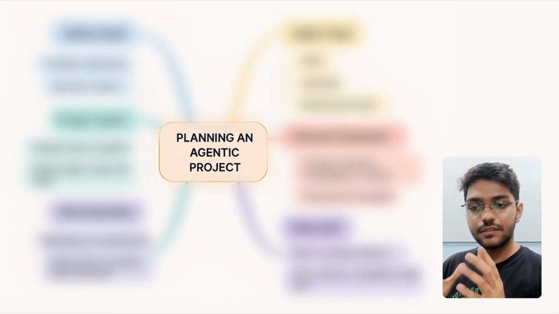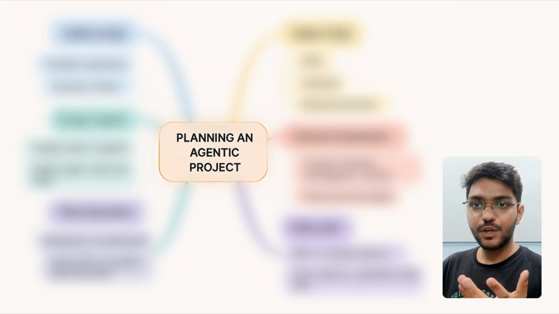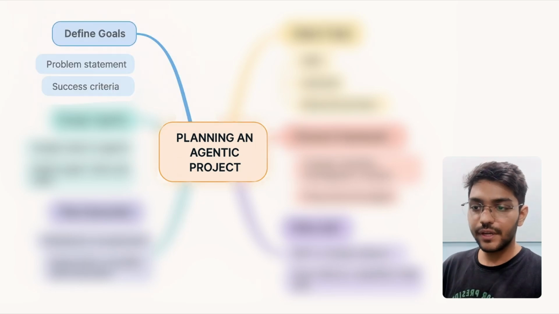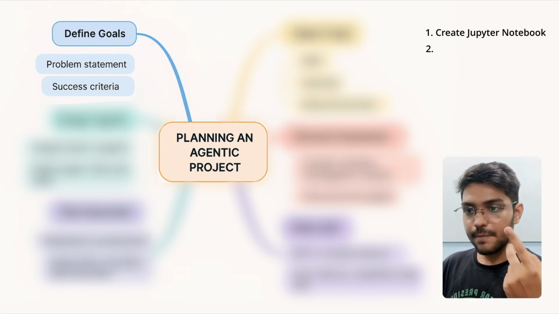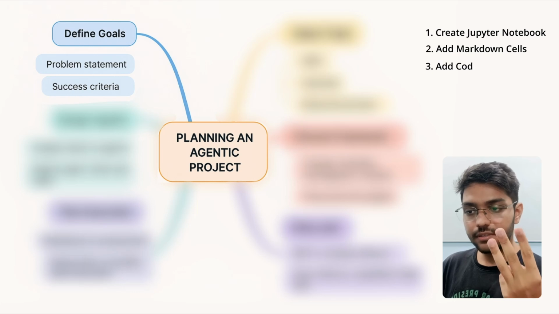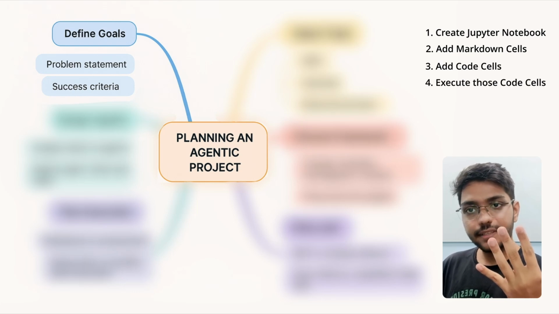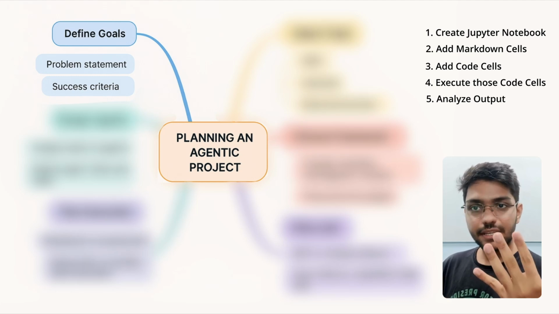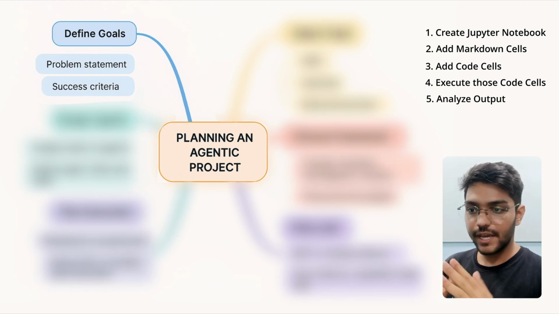So before we fire up our VS Code, let's plan this AI agent development. So this plan can be applicable to development of any AI agents. So let's break it down. The first thing that we are going to do is define our goal. So for this agent, we want it to be able to create new Jupyter notebook, add markdown cells, add code cells, execute those code cells, and then grab the output of the executed code cells. So this is the basic goal of the AI agent.